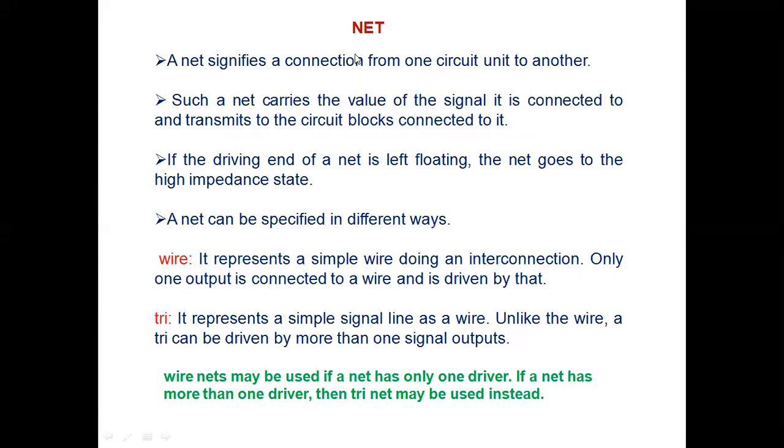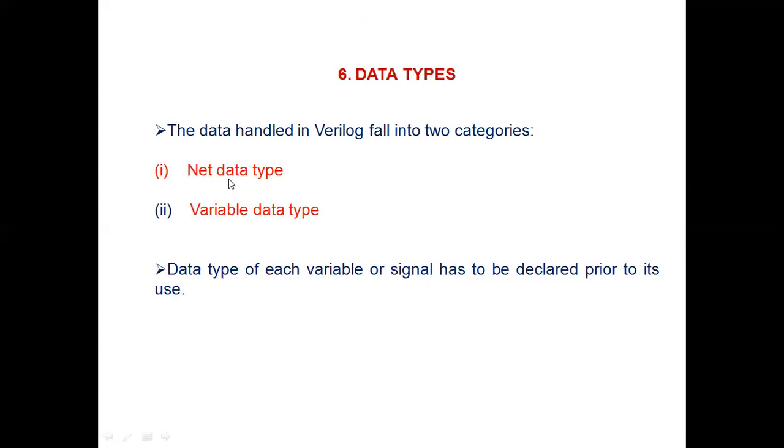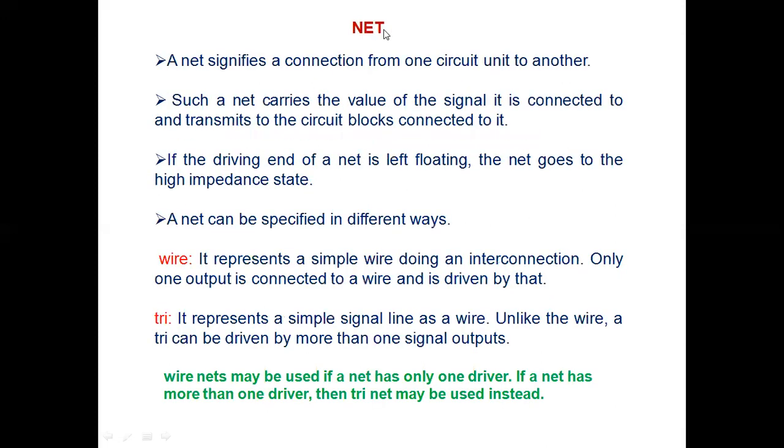Next, now we'll see the net data type. Already in the previous classes we have discussed this net. Yes or no? Net delay or wire delay, the same thing. So what does a net signify? A net signifies a connection from one circuit unit to another. This is what we have discussed in the last sessions. I think you remember that example: two NOT gates, two inverters, connected by means of a wire or by means of a net.